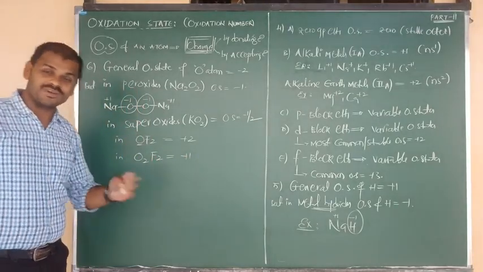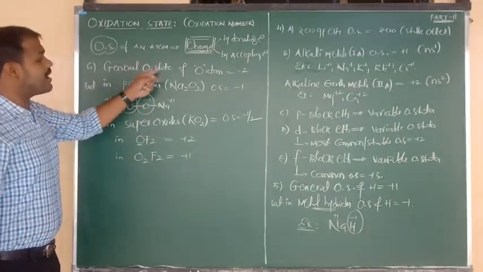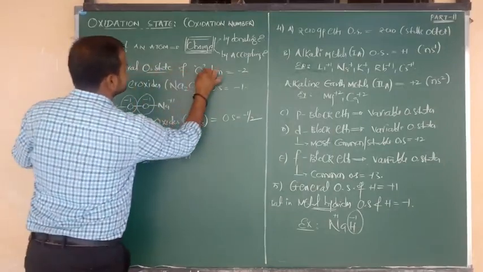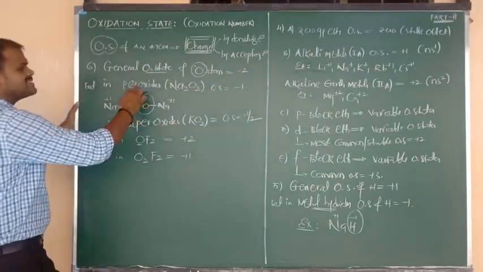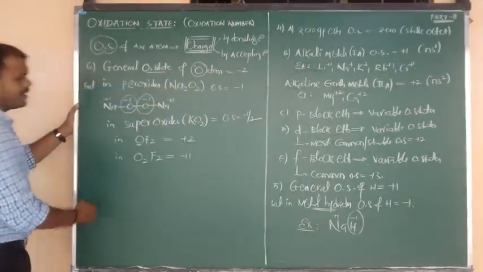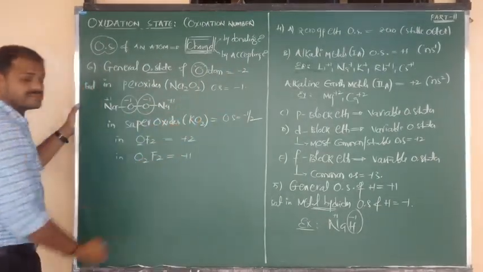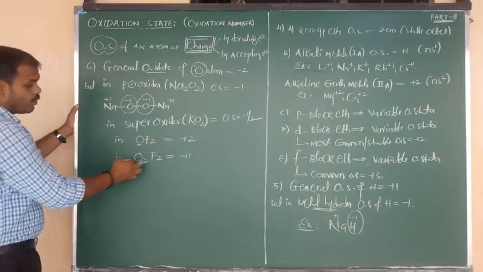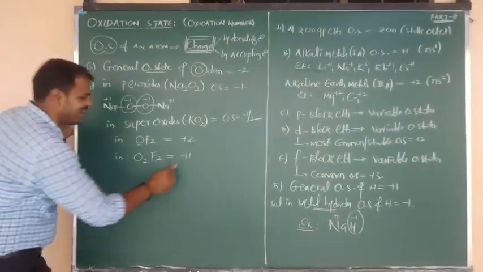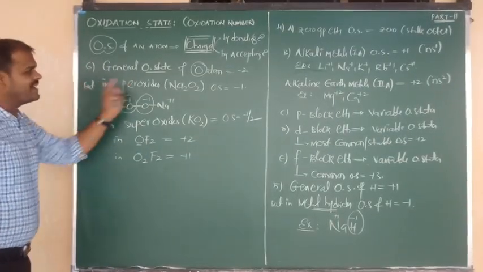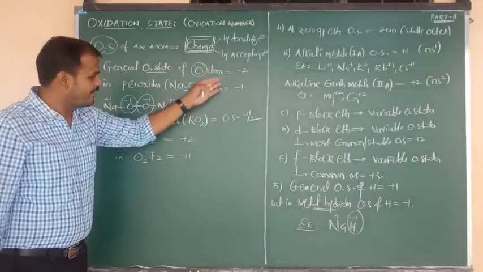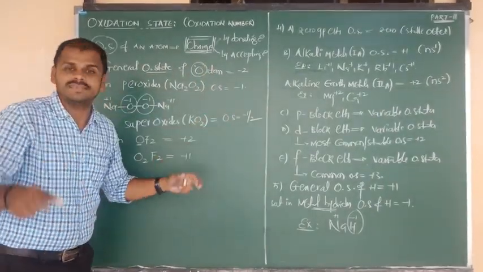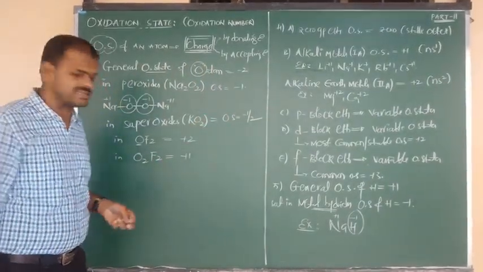Okay, so the answer: the general oxidation state of oxygen is -2. But in the case of peroxides, -1. In the case of superoxides, -1/2. In the OF2 compound, oxygen contains +2. In the O2F2 compound, oxygen contains the +1 oxidation state. General is -2. These 4 are the special cases of oxidation states of oxygen.